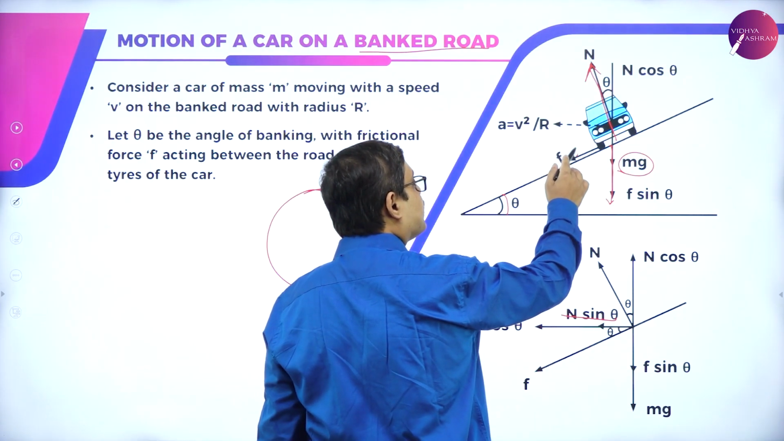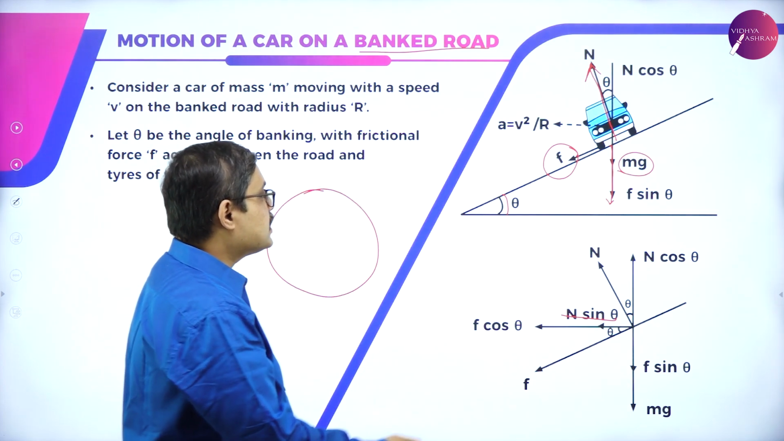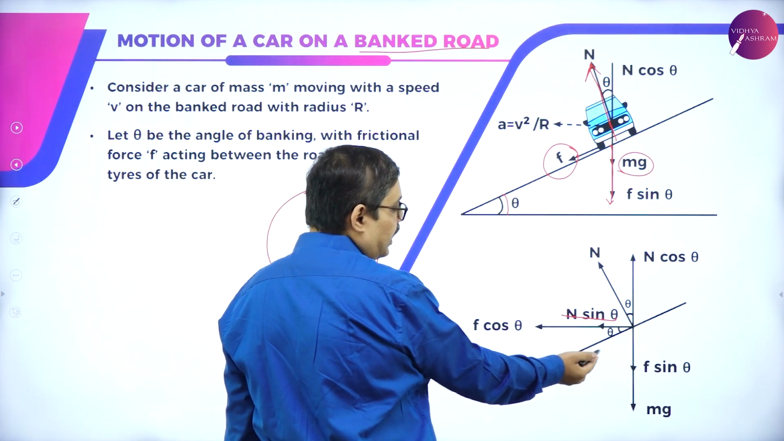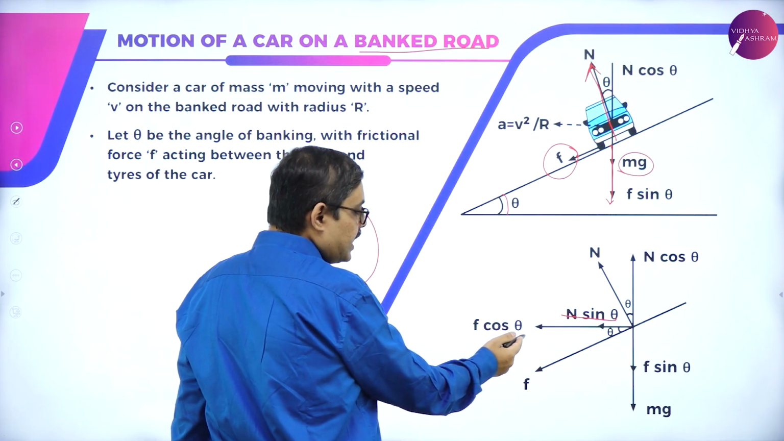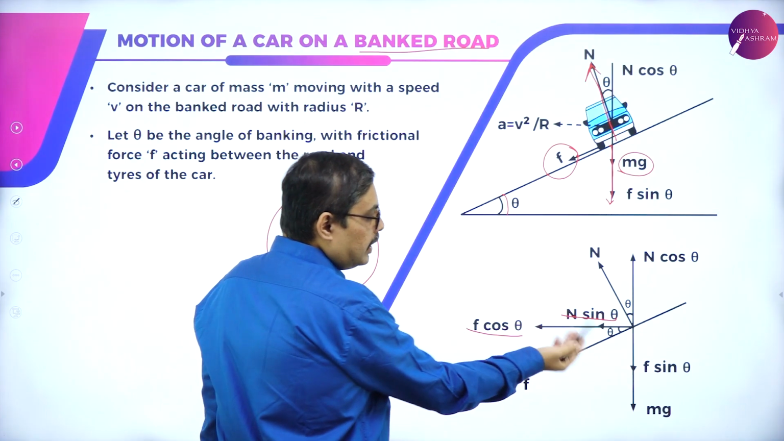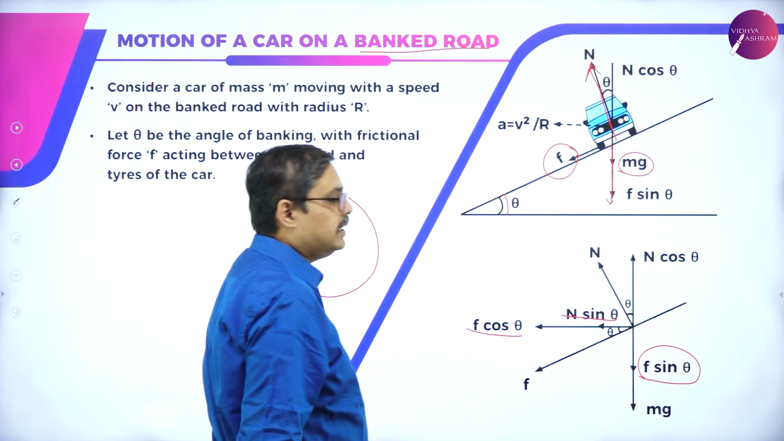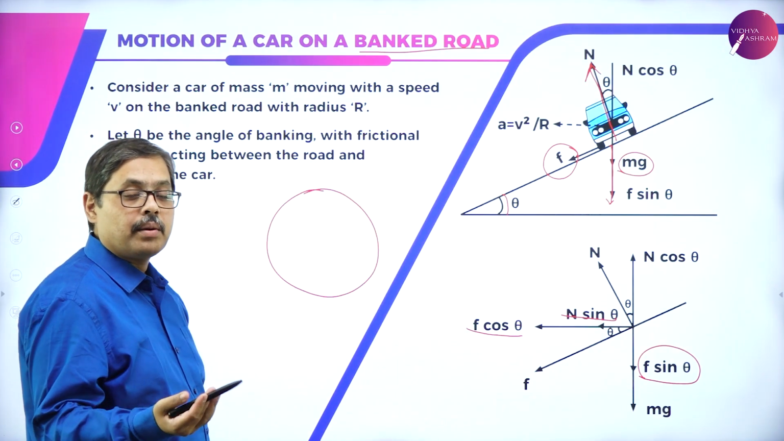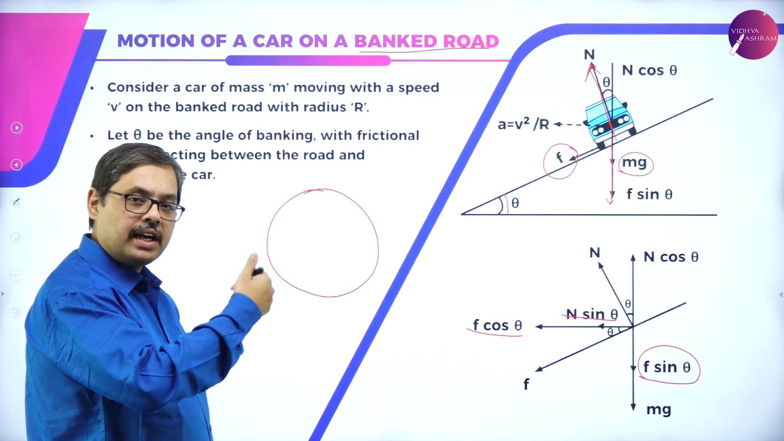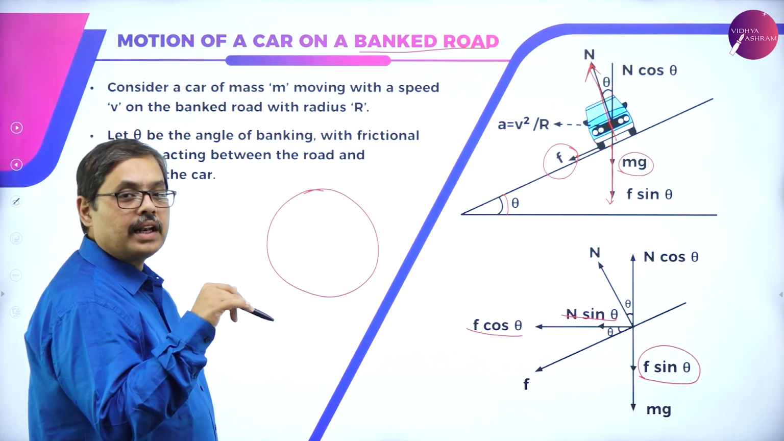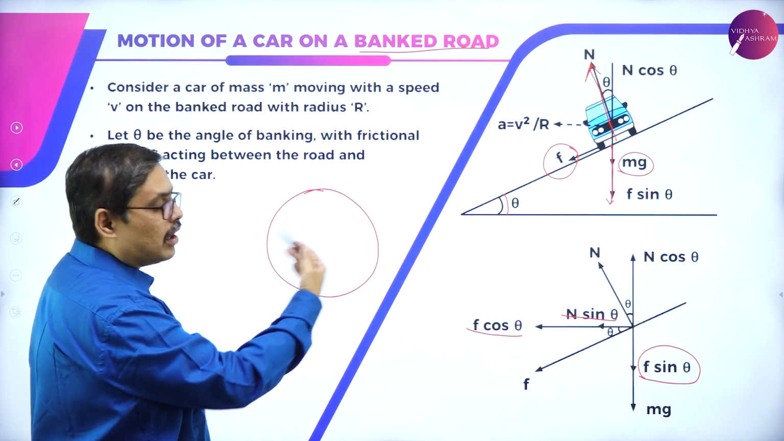Of course, there is the frictional force between the tire and the surface. Now this F is also at an angle theta with the horizontal. So what do I do? I resolve it. In the x-axis it becomes F cos theta. In the y-axis, towards the center of the earth, it becomes F sin theta. Please remember there are three forces: the weight, the normal reaction and the frictional force. The normal reaction and the frictional force are at an angle, so we have resolved them.